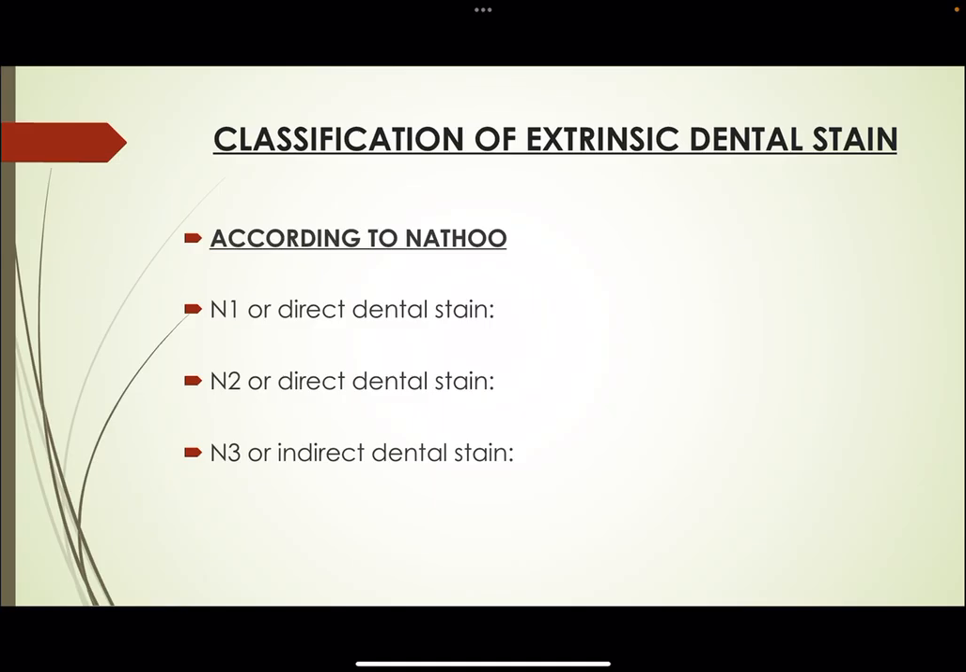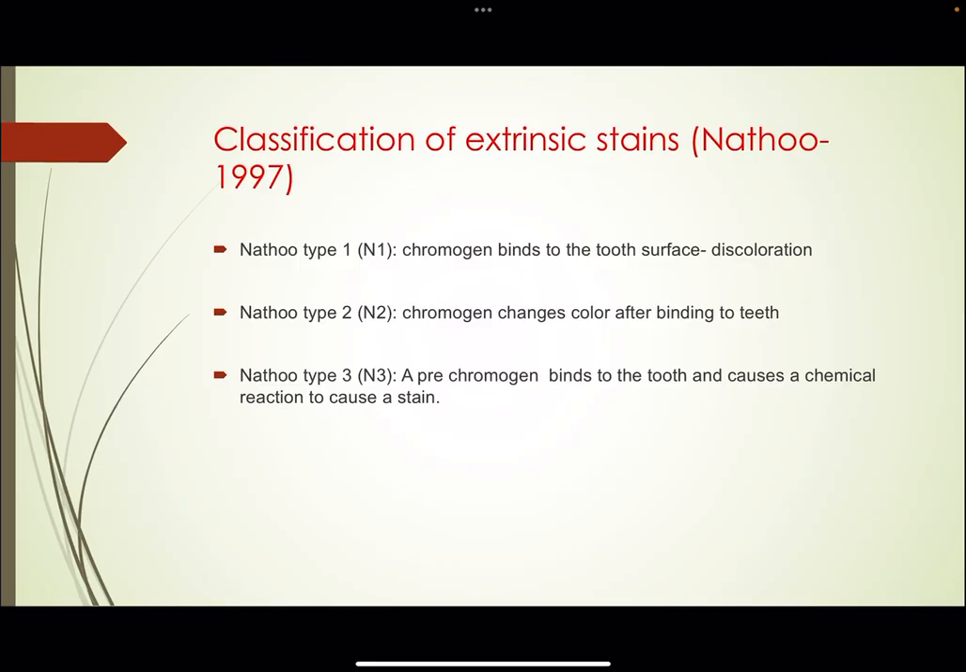Classification of extrinsic dental stain. According to Nathoo, it can be classified as N1, N2, and N3. N1 is a direct dental stain, N2 is a direct dental stain, and N3 is an indirect dental stain. Now, what are these N1, N2, and N3? N1 is the chromogen binding to the tooth surface and causing discoloration. N2 is a chromogen whose color changes after binding to the teeth, and N3 is a pre-chromogen that binds to the tooth and causes a chemical reaction to cause a stain.